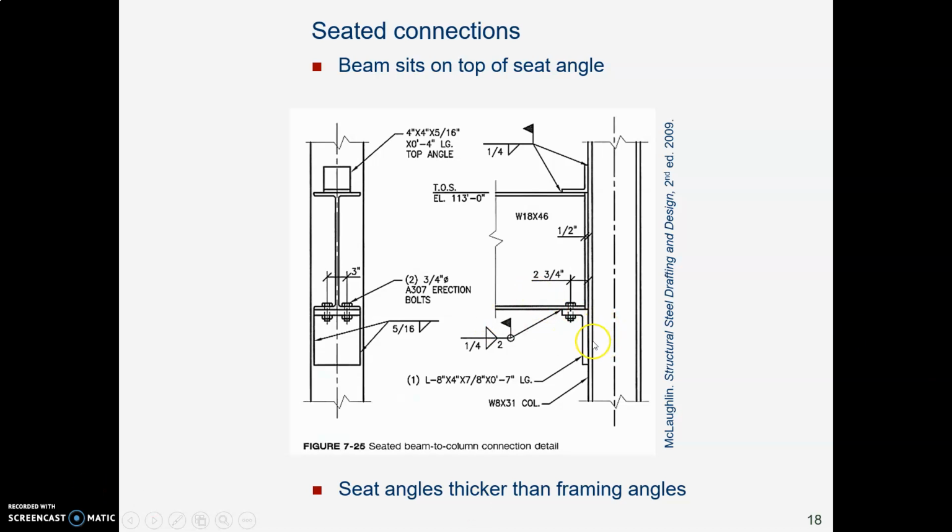Erection crews like these seated angles, and so do fabrication shops. They're easier and faster to fabricate. Notice we don't have to punch any holes for framing angles. We just punch one hole or two holes for the seat angles. And then out on the job site, we don't have to be doing a whole bunch of bolting. So it is faster and easier, and the erection clearances are easier to maintain.